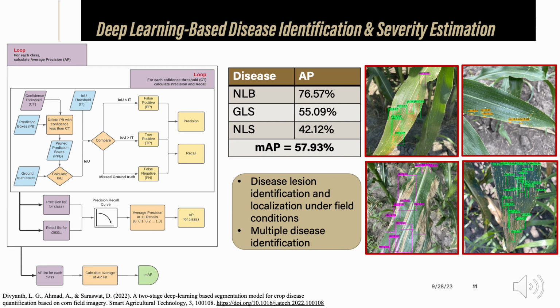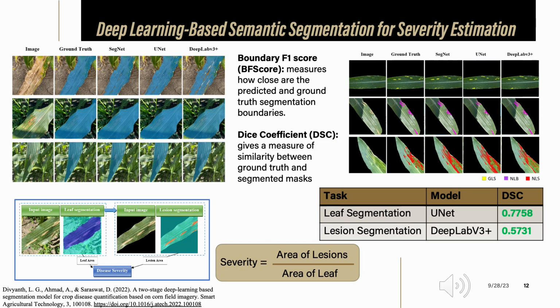After the identification of multiple diseased regions, object detection deep learning algorithms were used to identify and locate disease lesions corresponding to multiple diseases. All this exercise was eventually combined with a two-stage approach where we first segmented the diseased leaf and then extracted the diseased lesions from it. This helps us in estimating the severity by dividing the area of the lesions with the area of the leaf.